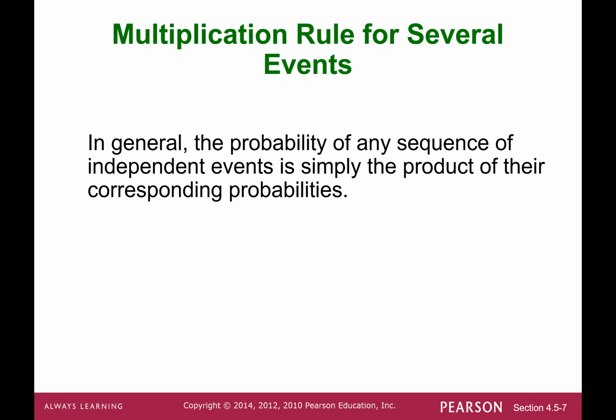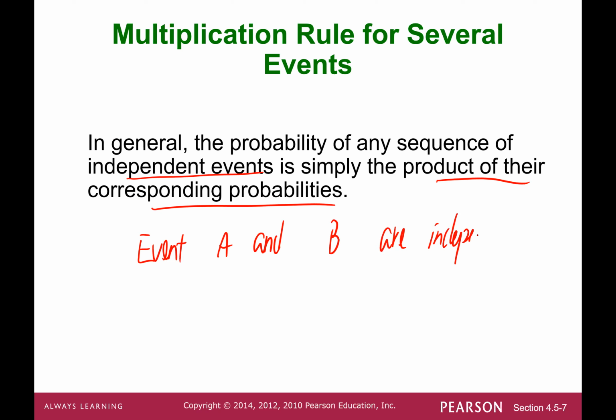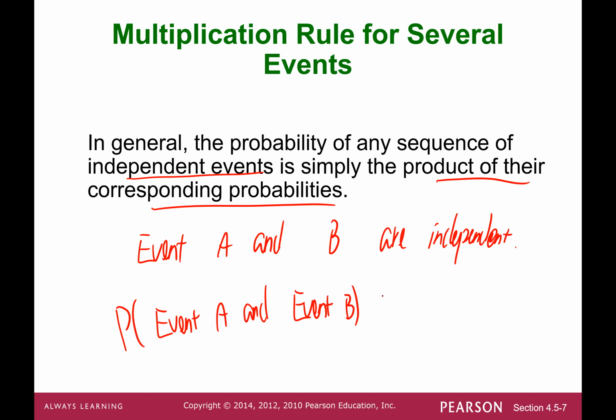Okay. So now in general, the probability of any sequence of independent events is simply the product of their corresponding probabilities. So for example, if events A and B are independent, meaning they have no connection with each other, the probability of events A and B, meaning A occurs and event B occurs, will be the probability of A times the probability of B if they are independent. Right?